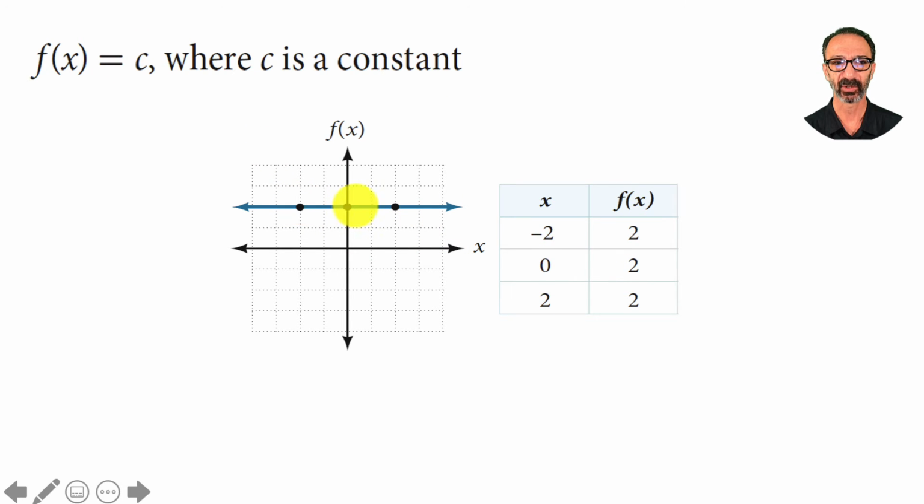Negative 2 will take you up to 2. 0 will take you up to 2. 2 will take you up to 2. So we call it a constant function.